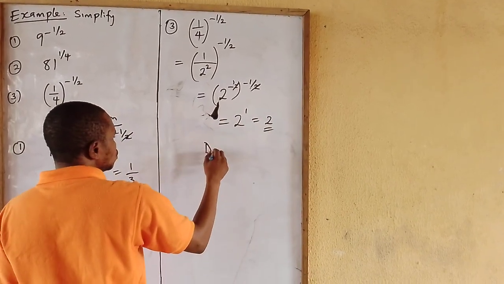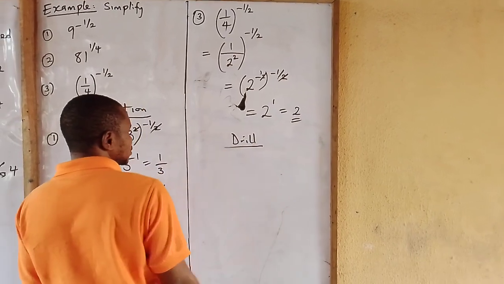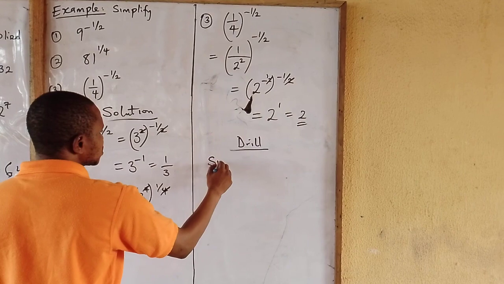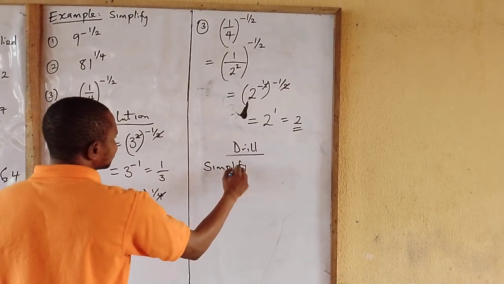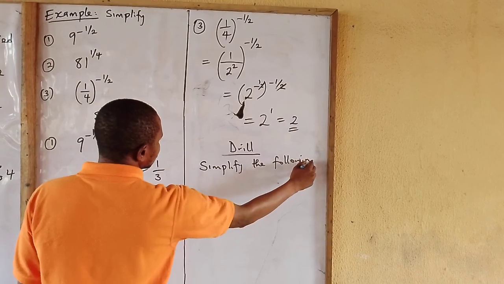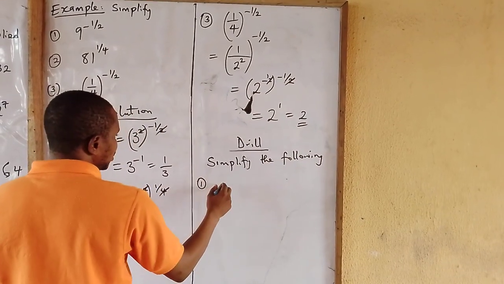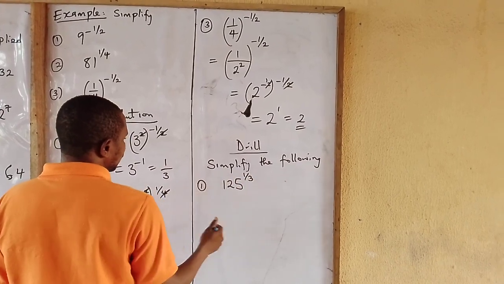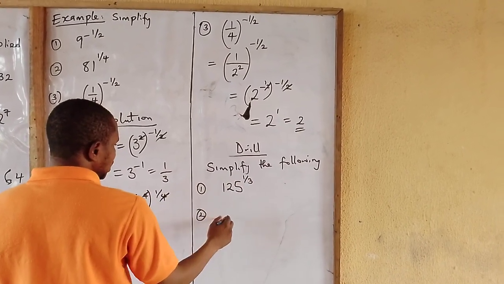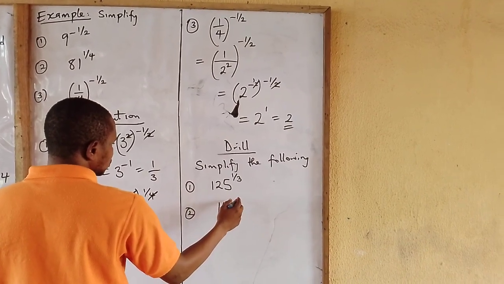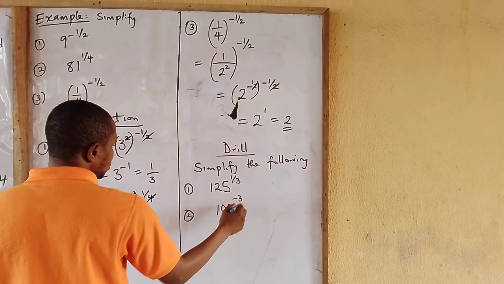So I want you to try these questions and put your answer in the comment section. Simplify the following. Number 1, 125 raised to the power 1 over 3. Then number 2, 1000 raised to the power minus 3.